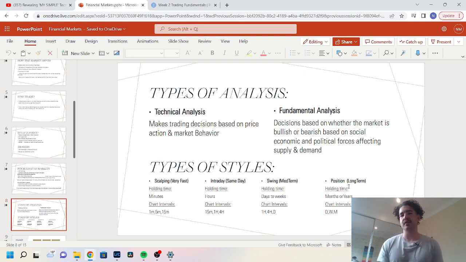Different strategies call for different styles of trading. Each person's going to be different, depending on what you're comfortable with, what you enjoy, how you like to trade.